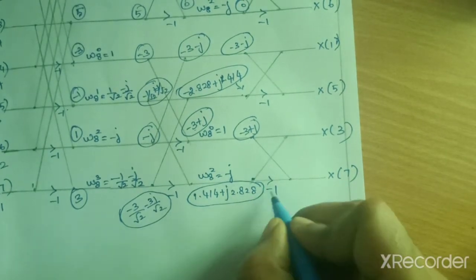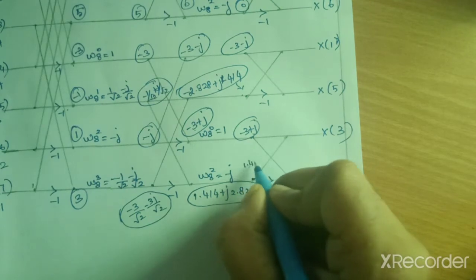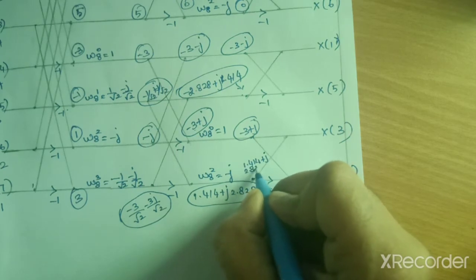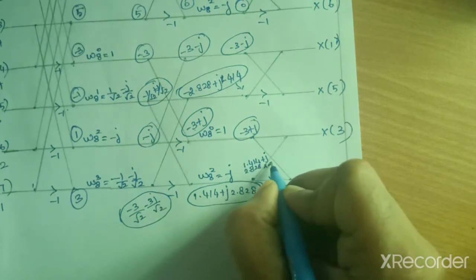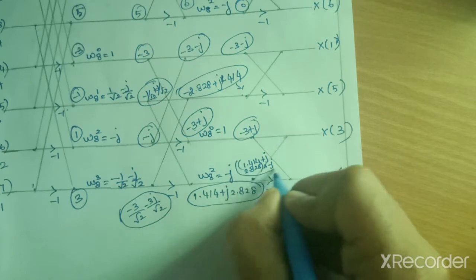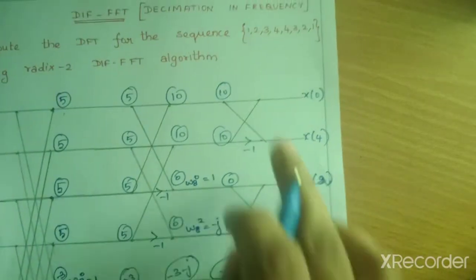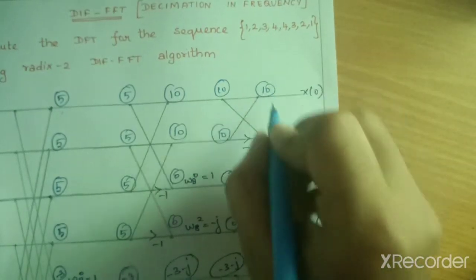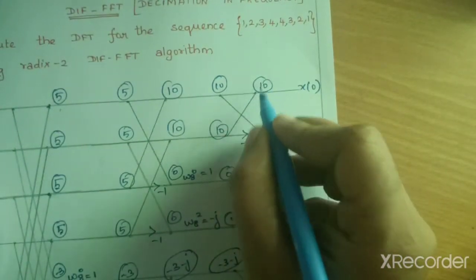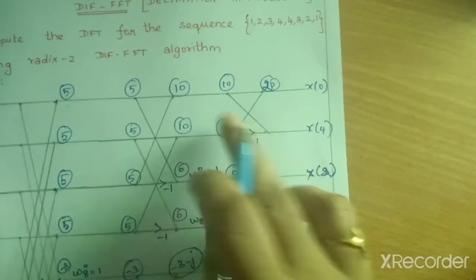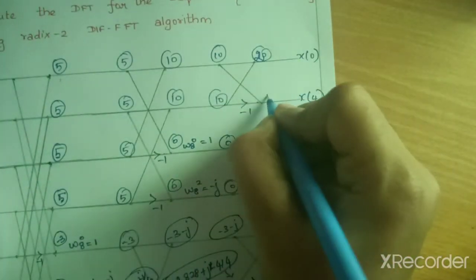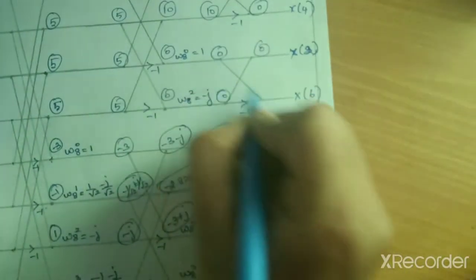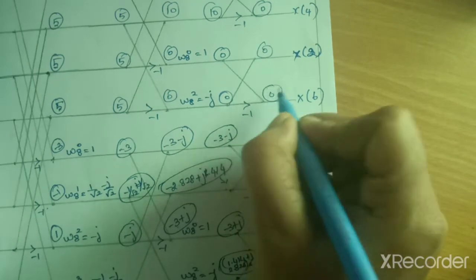So in this point we have 1.414 plus j into 2.828 into minus j. So the value will be multiplied along with the minus j. So you have to calculate the next step. So here we have 10. Here 10 plus 10, the value will be 20, and 10 minus 10, the value will be 0. Here 0 plus 0, the value will be 0. Here 0 minus 0, the value will be 0.